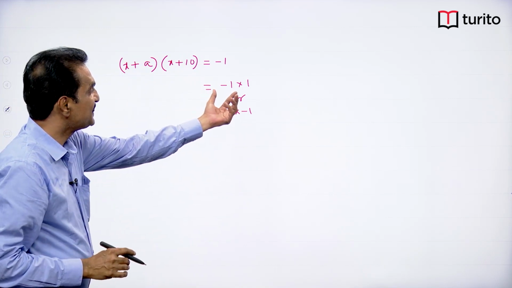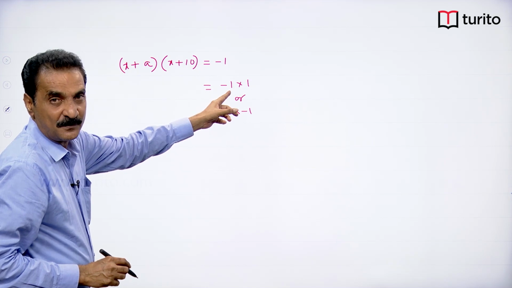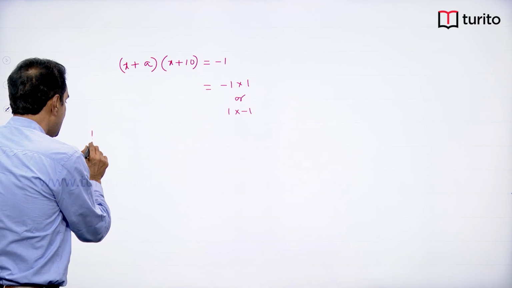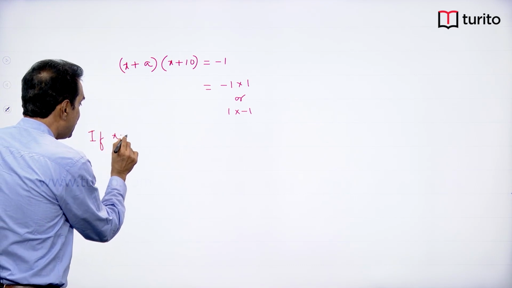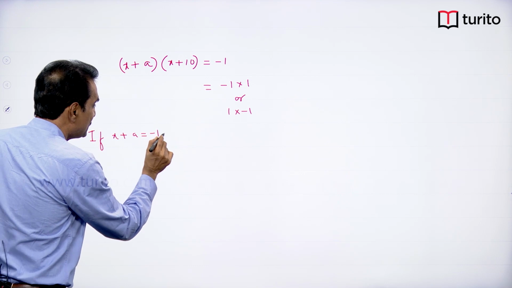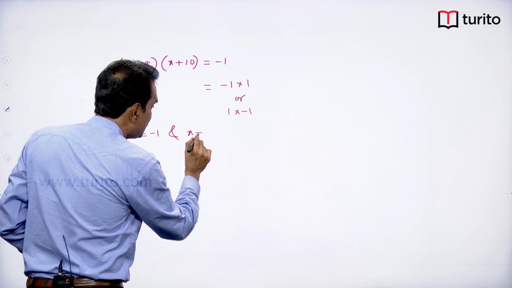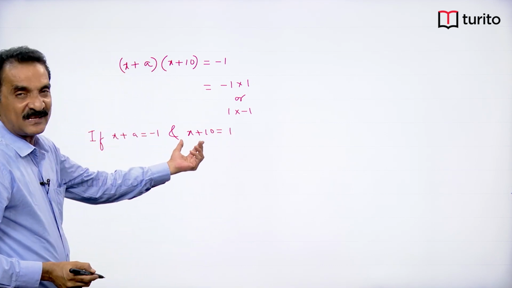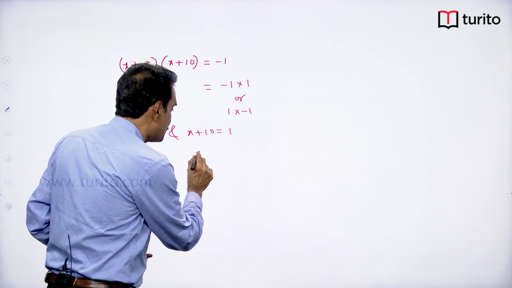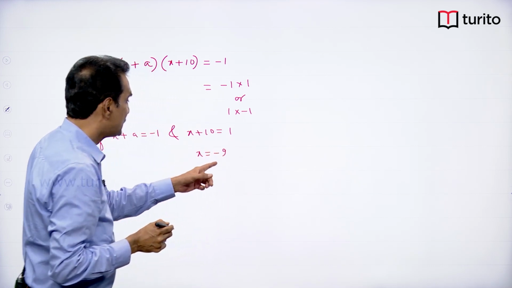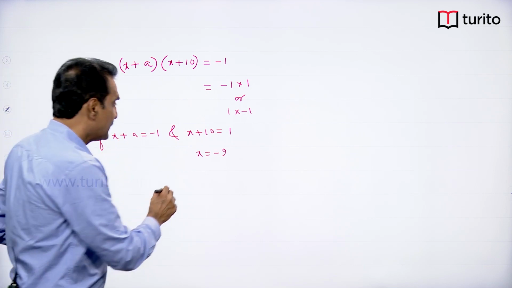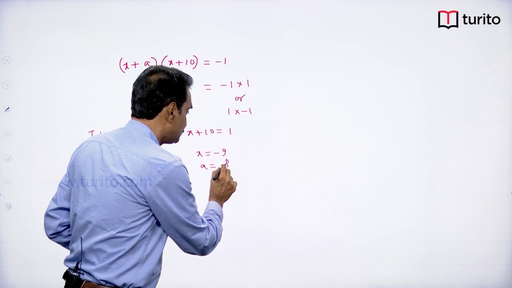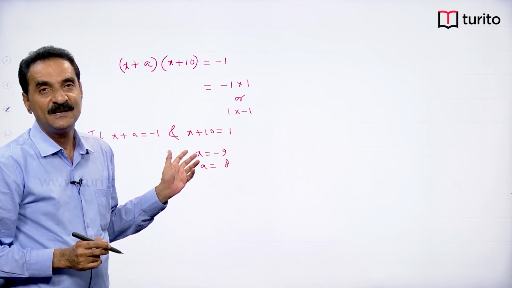So if you take the first case, x plus a should be equal to minus 1, x plus 10 should be equal to 1. If x plus a is equal to minus 1 and x plus 10 is equal to 1, from x plus 10 is equal to 1 we get x is equal to minus 9. Substituting x is equal to minus 9 here, you will get a is equal to how much? 8. So one integral value of a is 8.